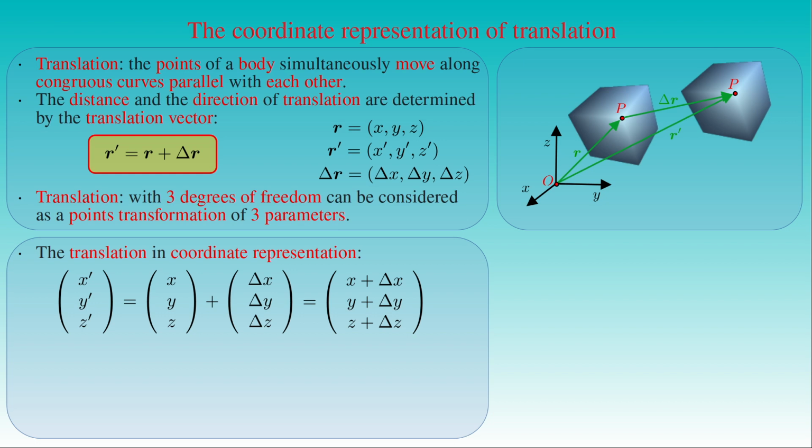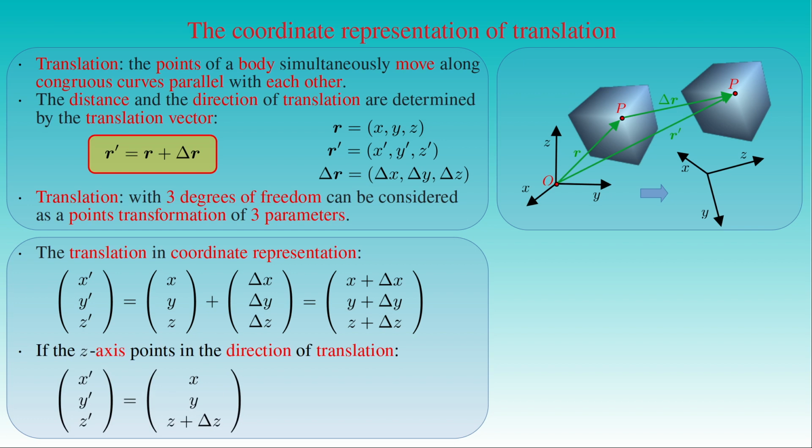By choosing the orientation of the coordinate system such that one of the coordinate axes points in the direction of the linear translation of the body, we can simplify the coordinate representation of the translation. For example, if the z-axis points in the direction of the translation vector delta r, then the only non-zero component of delta r is its z-coordinate delta z. As a result, the first two Cartesian components of the position vector of point P after translation do not change, and its z component is given by z plus delta z.